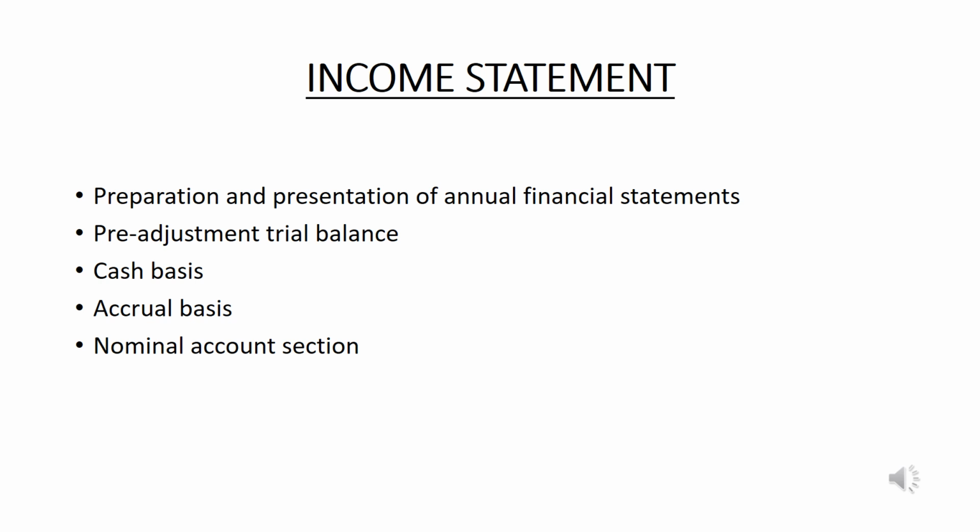Now, with your pre-adjustment trial balance, we are also looking at your nominal account sections, meaning that your income accounts will be recorded on your credit side. Then your expense or expenditure accounts will be recorded on your debit side. So that is how you identify accounts that are incomes and separate them from accounts that are expenses. Income accounts are recorded on the credit side. Then expense accounts are recorded where? On your debit side.